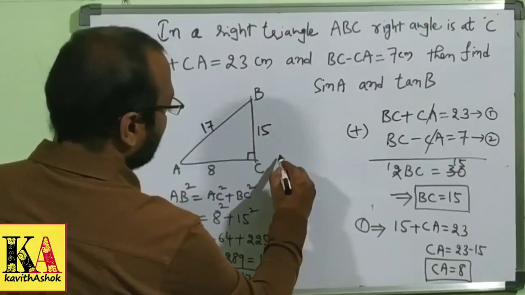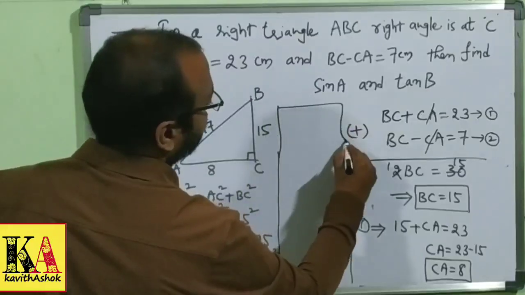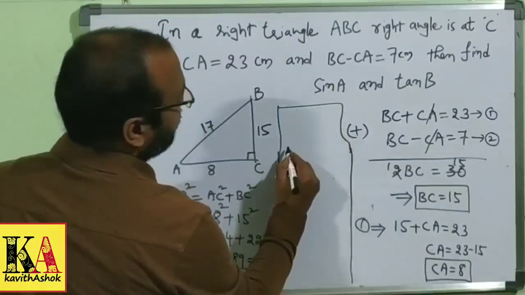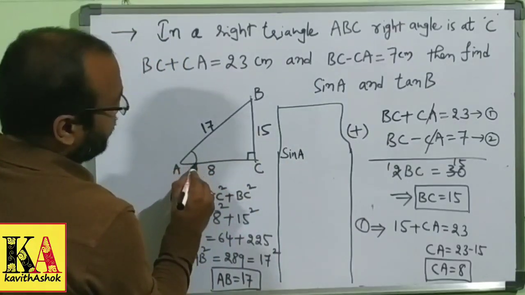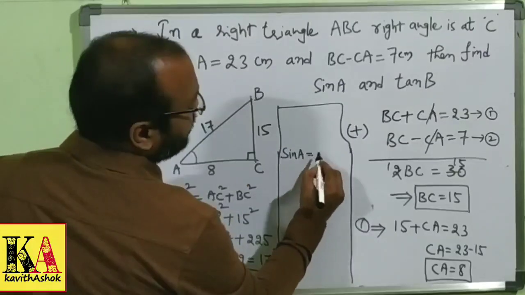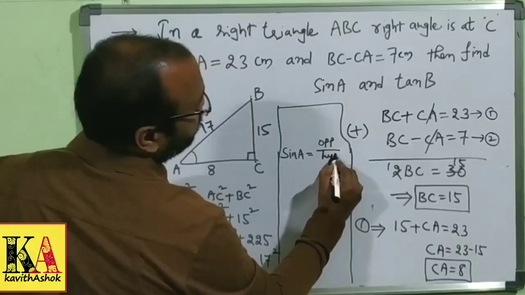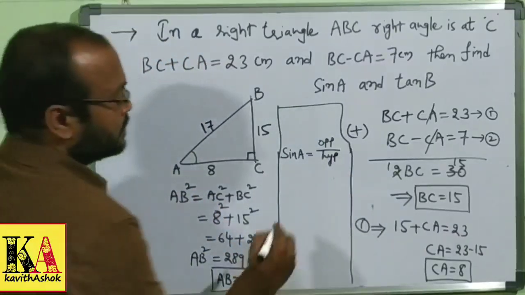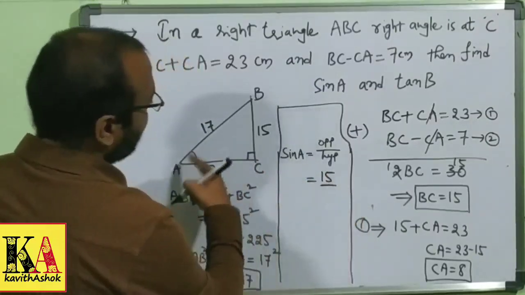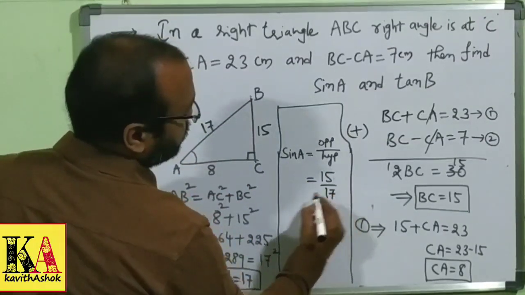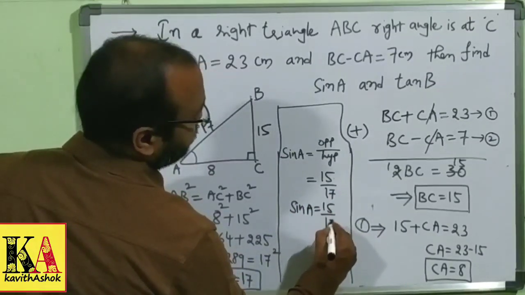What we want? First, we want sin A. So we are measuring the angle from here. Sin A means opposite side by hypotenuse. So what is the opposite side here? 15. But what is the hypotenuse here? 17. So finally sin A is nothing but 15 by 17.